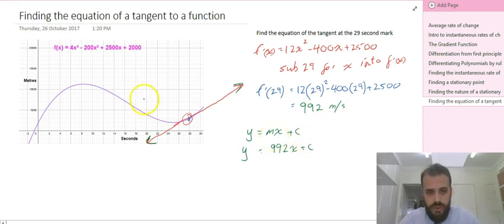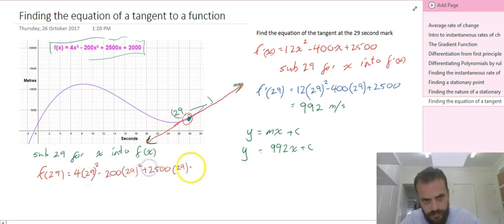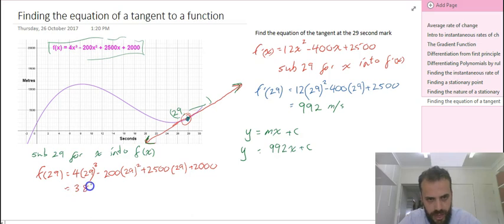Now, what else do we know about this line? Well, we know that it passes through this point here, 29 something. So if I sub 29 into my original equation, I'll know what that point is, 29 something. All right. The answer here is 3856. So the rocket passes through point (29, 3856), and it has a gradient of 992.